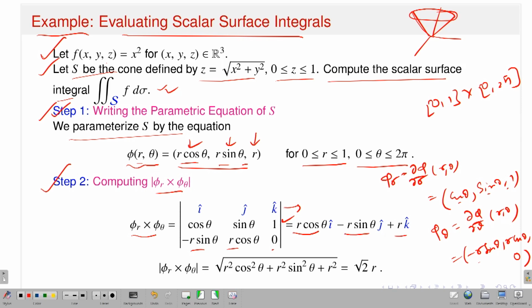Okay. Now you just take the norm, which is the square root of the sum of the component squares: r squared cosine squared theta plus r squared sin squared theta plus r squared. By the trigonometric formula, cos squared theta plus sin squared theta is 1. So it turns out that the corresponding norm is nothing but square root of 2 times r. So this is the norm of phi r cross phi theta; I am writing it as mod, but it actually means the norm. Okay, so this is square root of 2 times r. So step 2 is done.